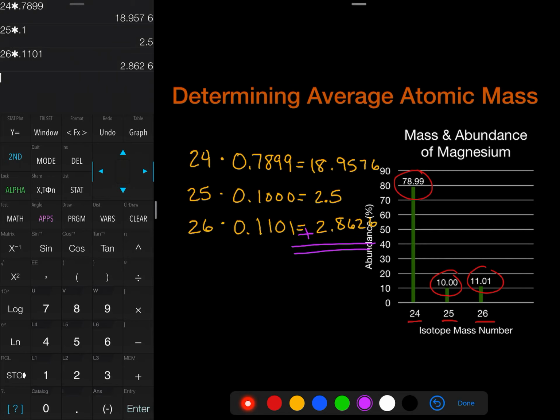And I've already done that, so I'm just going to write down what the value is. I got 24.32 AMU, which is really close. I think on our periodic table it's 24.31, and so we're very close to that actual value. I hope that was helpful in you understanding how to determine average atomic mass.